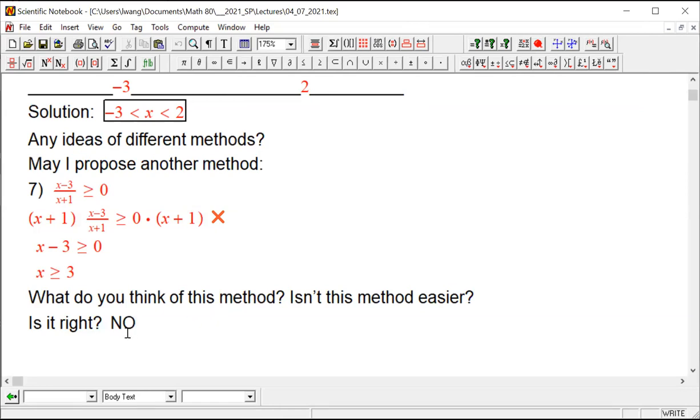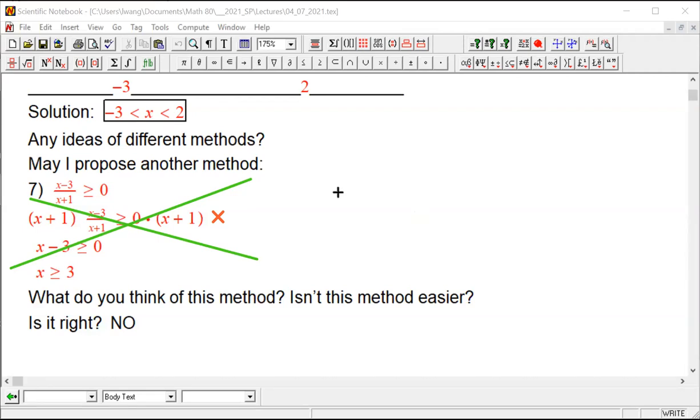So this method is not right. It is completely wrong. Which step is it wrong? This is the step that is wrong. So don't use it. Yes, it is easier, but it is completely wrong. So are you going to use it? Please don't.